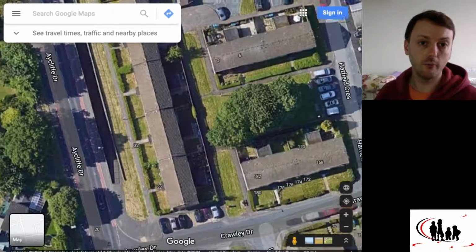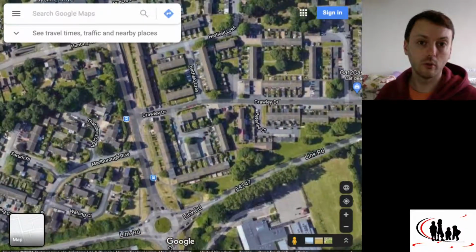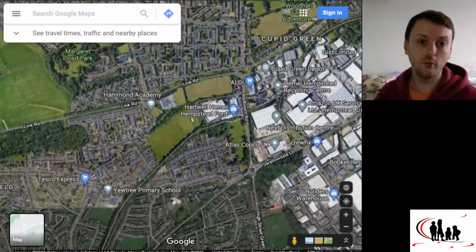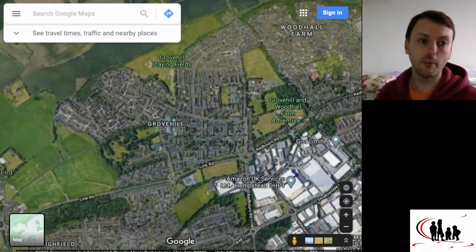But we can zoom out from that. And as we zoom out, and zoom out, we get to the local level. Now, local could either be Hemel or Grove Hill. I'm going to think about Grove Hill.